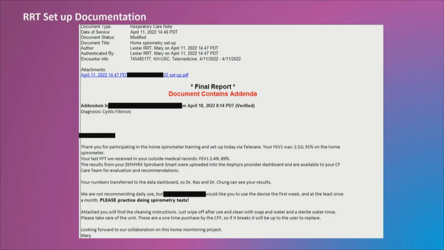This is what our RT's documentation looks like, and this is placed after the initial setup. She basically also does their very first test with them, so she can show them how to do it and also to show them success and talks to them about their comparison against the clinic spirometry.